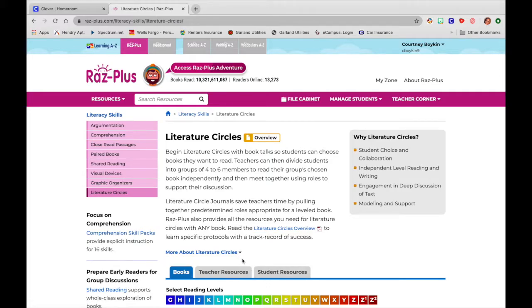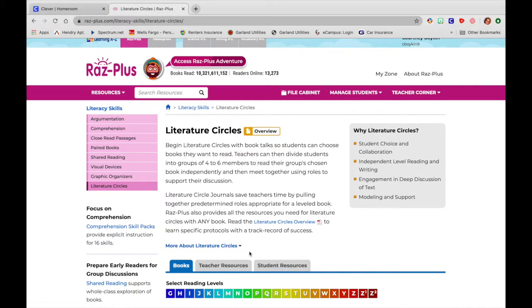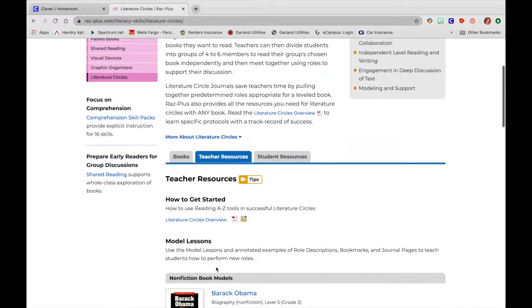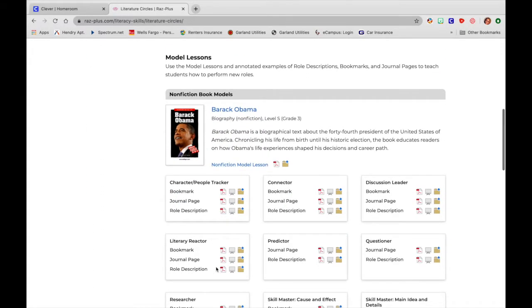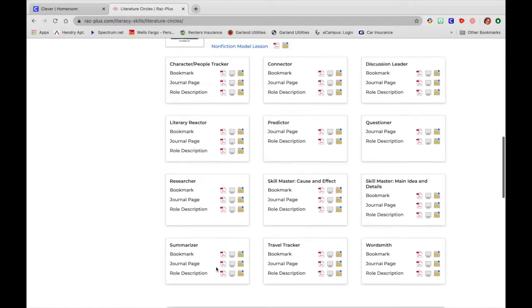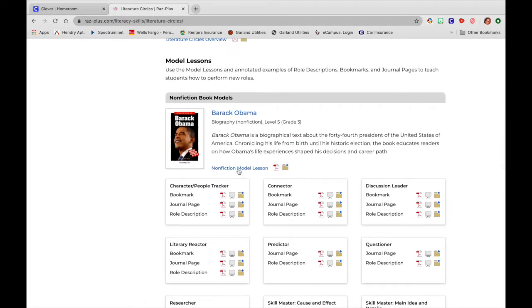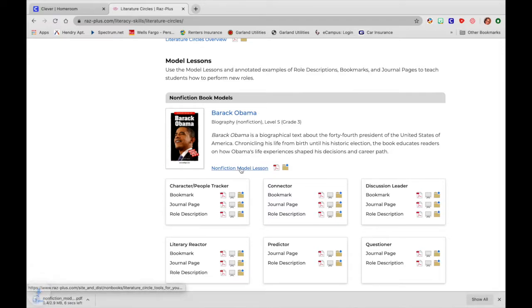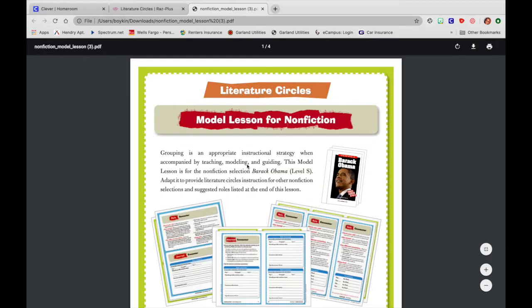So if you've never done a literature circle before, my first suggestion would be to click where it says Teacher Resources. And then you'll see that you have two modeled lessons that you can use. And you'll notice right here it says nonfiction model lesson. So you're going to click on this model lesson. And then you'll click right here where it says nonfiction model lesson.